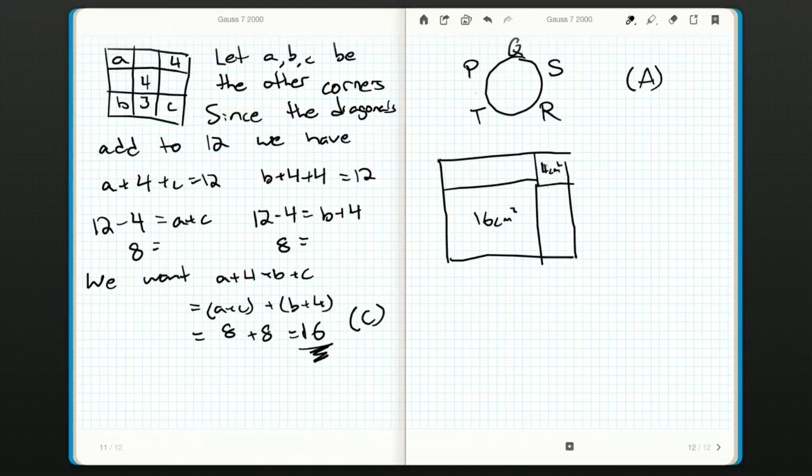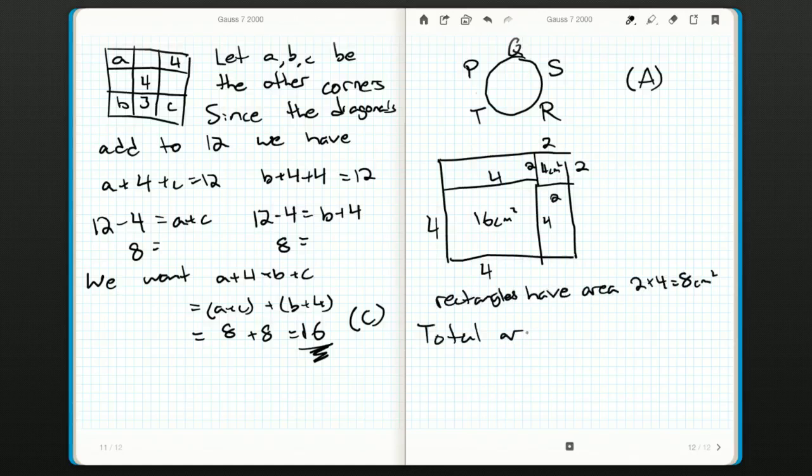So if this is 4 centimeters squared, then that means it's going to have side length 2. This one here with 16 centimeters squared, it's going to have a side length of 4 centimeters and 4 centimeters because they're squares. The square root of 16 is 4. That's where we get that from. So that means that these rectangles are both going to be 2 by 4. So the rectangles have area 2 times 4, which is 8 centimeters squared.